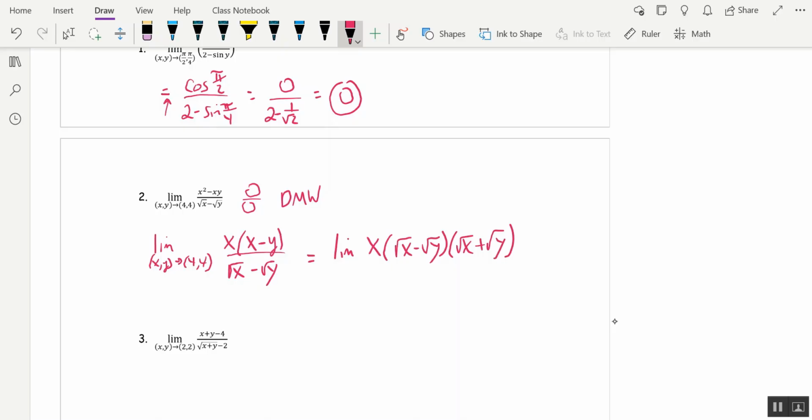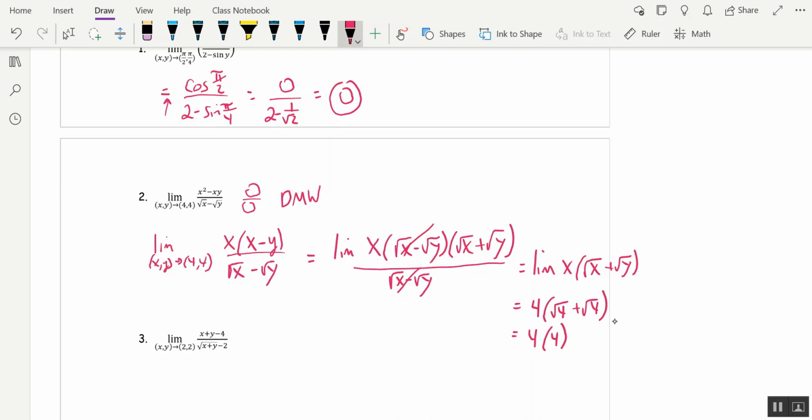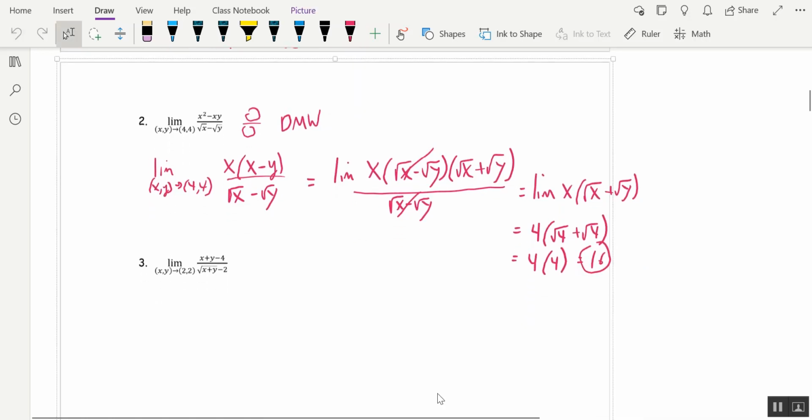You might want to pause the video, make sure you believe that. Okay, and then in the denominator, we have root x minus root y. And now we can cancel those, and that's the limit of x times root x plus root y. Now I can plug in the values. x and y are both going to 4, so that's 4 times root 4 plus root 4, which is 4 times 4, which is 16. Okay, let's do one more.